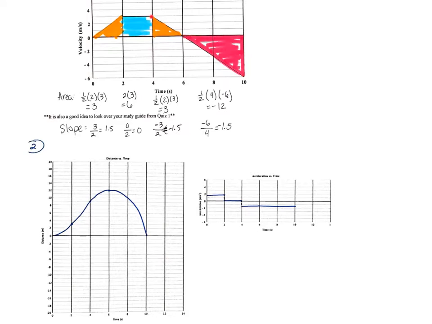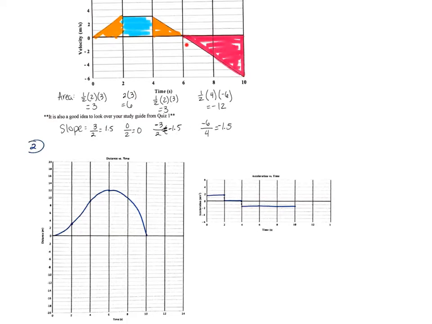From 2 to 4, we have a horizontal line. So we're going to go up 6 more because that's our area. So we're at 3. You're going to end at 9. And this is a diagonal line, even though it's not perfectly straight because I freehanded it. So you're going to have that continuing up. So now we're at 9 meters.